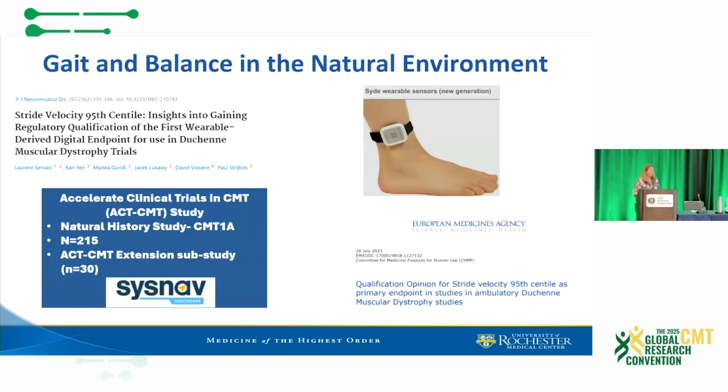And then lastly, this is a project that we recently started. We partnered with SysNav to examine gait metrics in the natural environment. This is now looking at some of those discrete measures of gait, but doing it in the home environment. This is important because this device and this measure, called the 95th percentile of stride velocity, has now been approved as a primary outcome measure by the EMA.